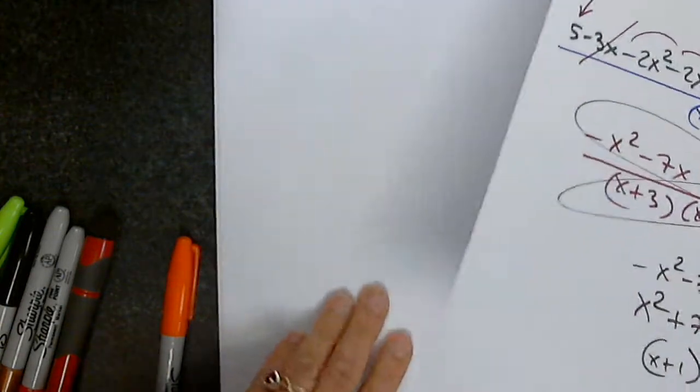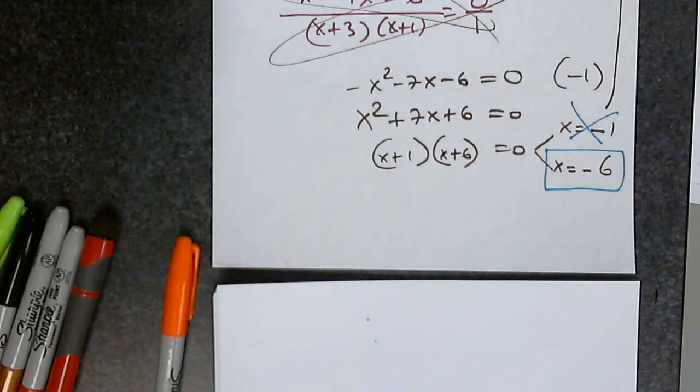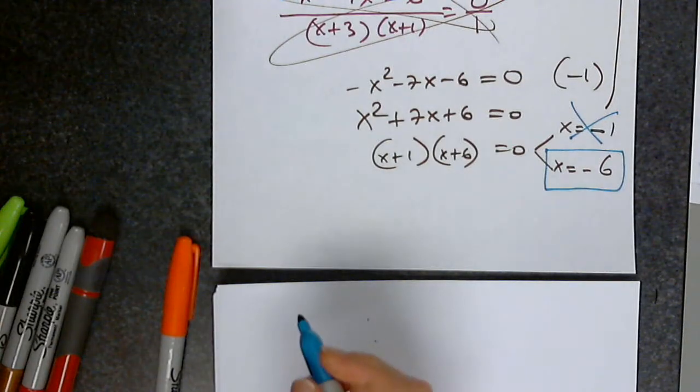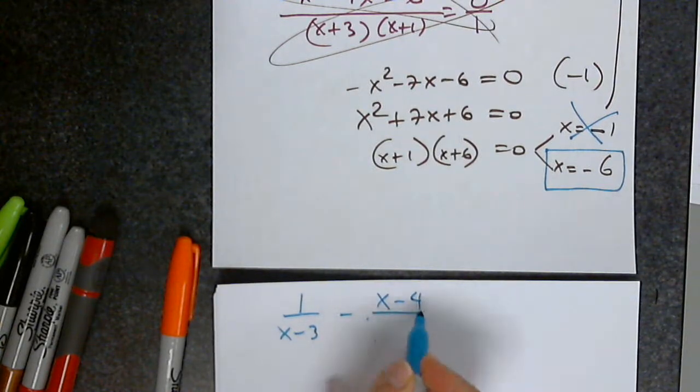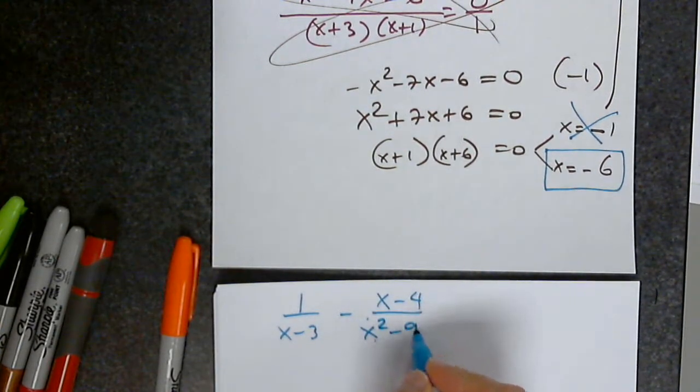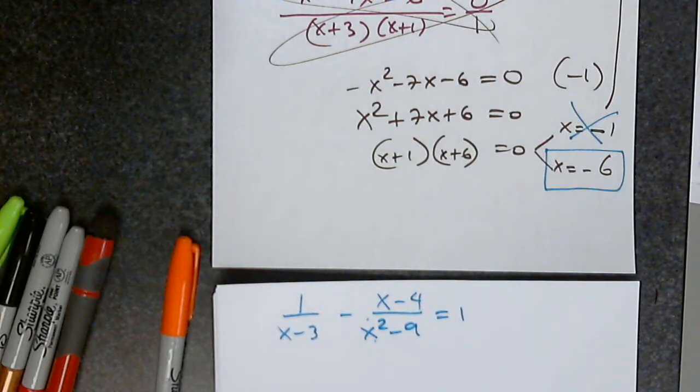Okay, so now which one would you like? D first and then B? 1 over x minus 3 minus x minus 4 over x squared minus 9 equals 1. You can come up with your own method.